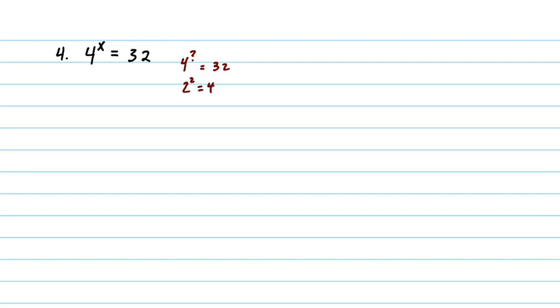So 2 squared is 4, 2 cubed is 8, 2 to the 4th is 16, now we're getting somewhere. 2 to the 5th power is 32, so we can actually write 4 as 2 squared, and 32 as 2 to the 5th, and that's going to help us to get our bases equal. So it would be 2 squared, or 4 to the x power, and then on the other side 2 to the 5th power. We're going to get 2 to the 2x power is equal to 2 to the 5th power.